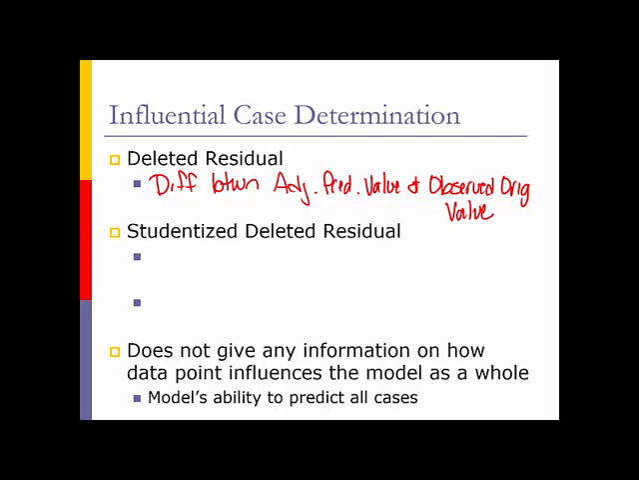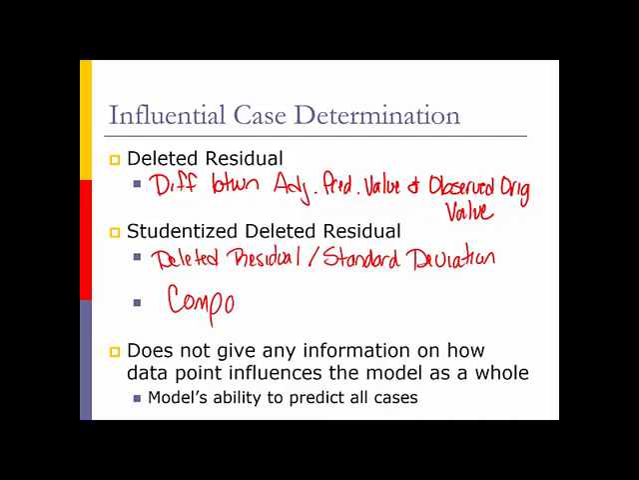Now that deleted residual, again, is not comparable, so we create a studentized deleted residual, and that's just that deleted residual divided by the standard deviation. And the reason we're using the studentized is because this is a value that is comparable across different regression models and different regression analyses.